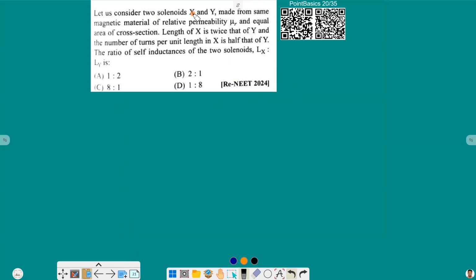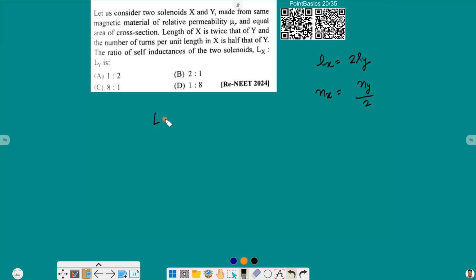Let us consider two solenoids X and Y made of the same magnetic material. So the material is the same, the area of cross section is the same, the length of X is twice that of Y, and the number of turns per unit length of X is half that of Y. So we can say the length of X is twice the length of Y, and the number of turns per unit length in X is half that of Y. We have to find the ratio of self-inductance of the two solenoids.